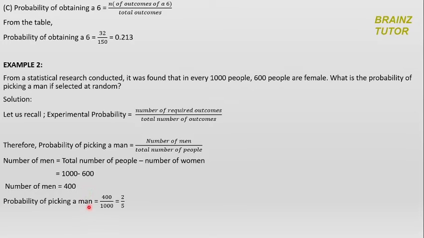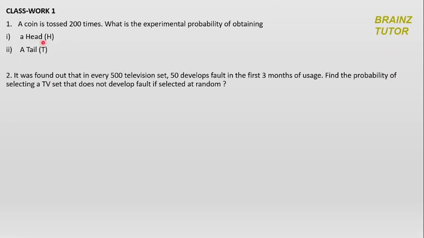So the probability of picking a man is the number of men to the total number of people. And when we break it down, we get it to be 2/5. So this is a classwork for us to test our knowledge on experimental probability. And trust me, if you are able to solve these two questions, your knowledge on experimental probability is very good enough.